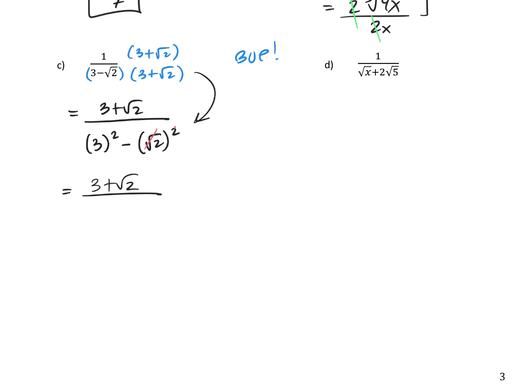And indeed we do, those cancel. And we're left with 9 minus 2, which is 7. So 3 plus the square root of 2, divided by 9 minus 2, is 7. And we got rid of the radicals on the bottom. We're done. Good job. Give yourself a pat on the back.